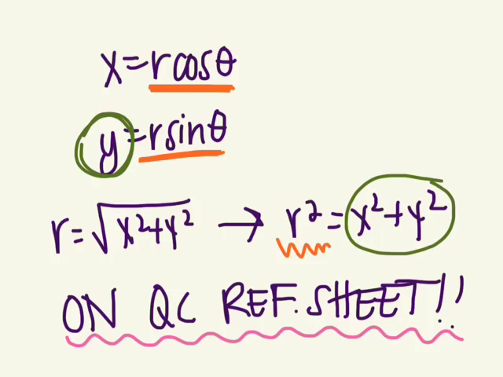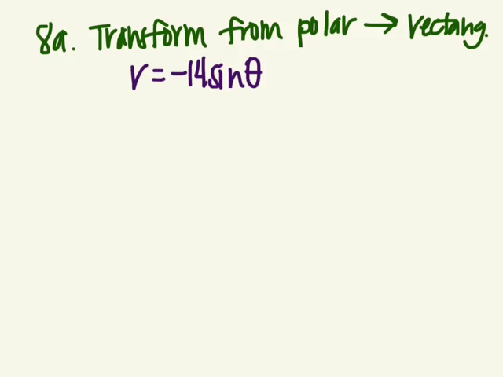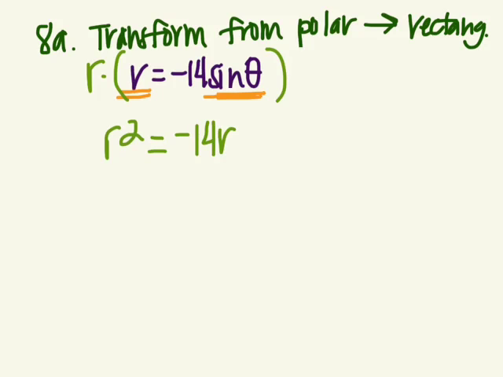So if we go back and look at what we have, we almost have those things. On the left side, we have this r. It'd be a lot better if it were r squared, because then we could use x squared plus y squared. On the right, we have sine of theta, which is no good unless there's an r in front of it. So both sides really could use an additional r. So you're allowed to multiply both sides by whatever you want. We're going to choose to multiply both sides by r, because that gives us an r squared, and then a negative 14r sine theta on the right.